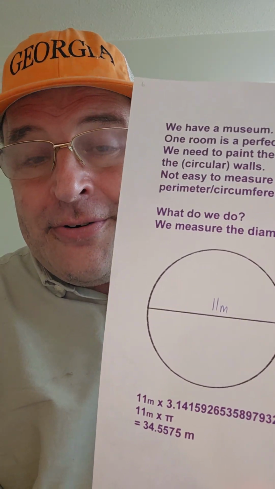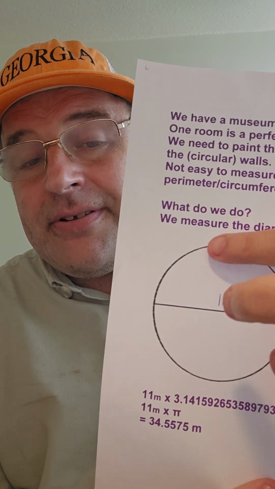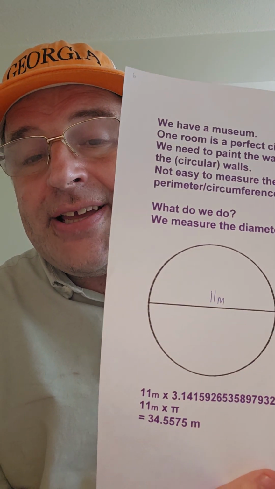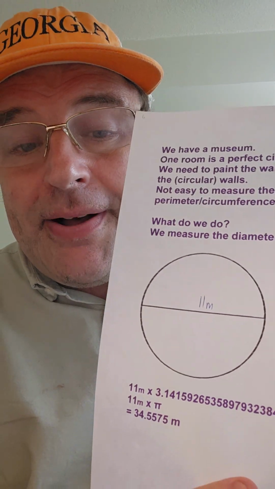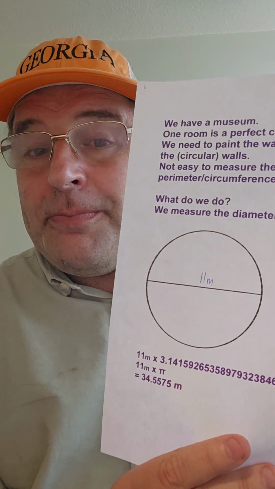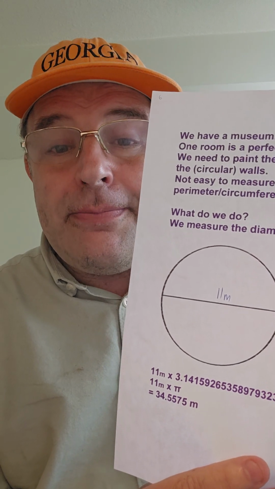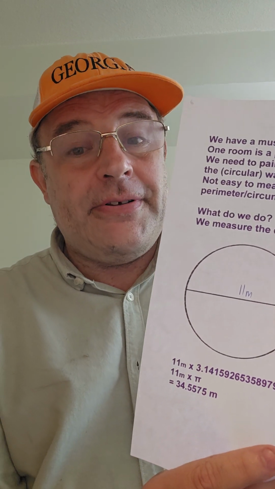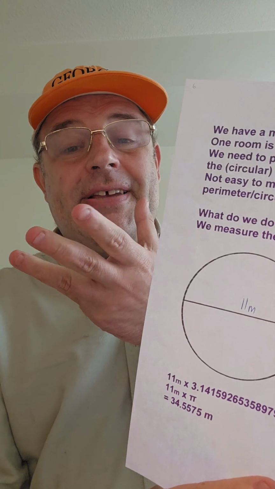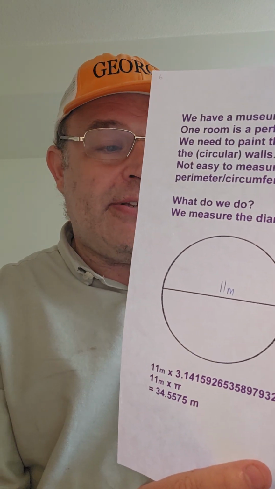A big circular room, it's very difficult to measure around in a circular room. We measure the diameter, multiply by pi, and we get the circumference, because it doesn't matter how big or small the circle is. If we take the diameter, multiply by pi, we get the perimeter or circumference, because it's the same ratio no matter how big or small the circle is.